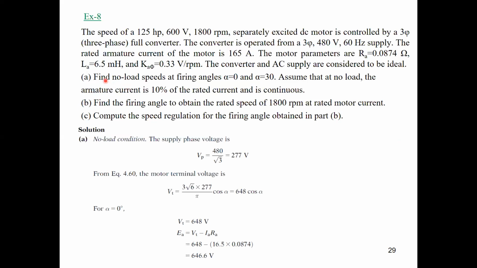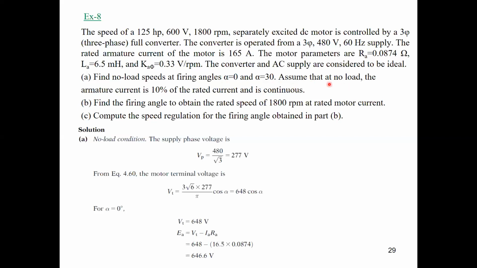Question number 1: find the no load speed at firing angle alpha equals 0 and at firing angle alpha equals 30. No load speed, we said before, equals Vt divided by K phi. So in order to get the no load speed, we can use the terminal voltage. However, we need to calculate the terminal voltage at firing angle equal to 0 and at firing angle equal to 30.